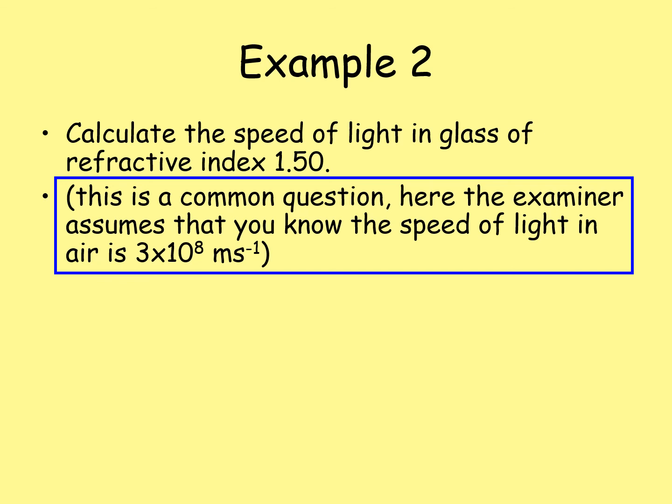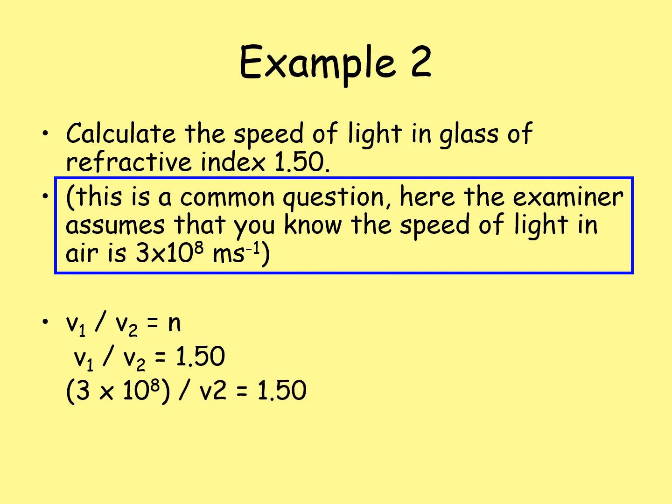In example 2, instead of using the ratio of the sines of the angles as we did in example 1, we're using the ratios of velocities. V1 over V2 is equal to the refractive index n, which is equal to 1.50. V1 is the speed in air, so we substitute that in, and then rearrange to find V2, which we find to be 2 times 10 to the 8 meters per second. A similar example could be done with wavelength.